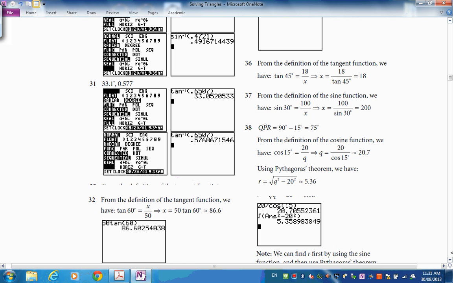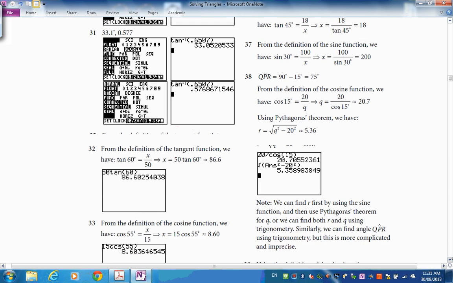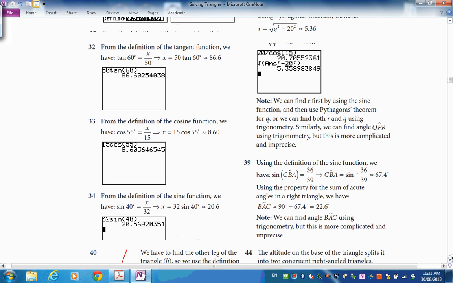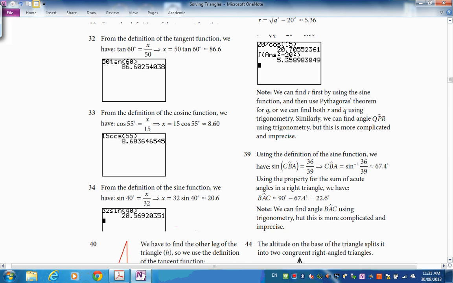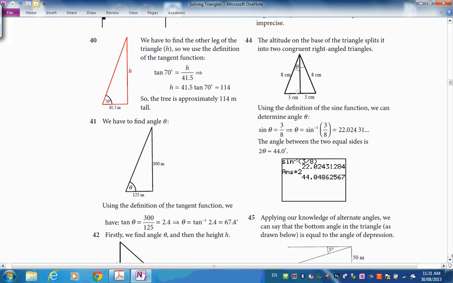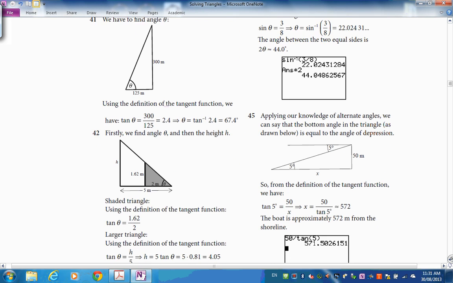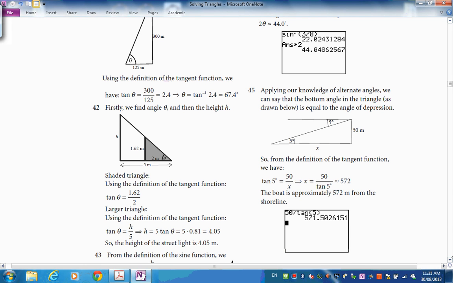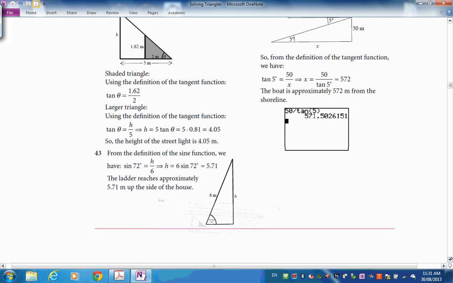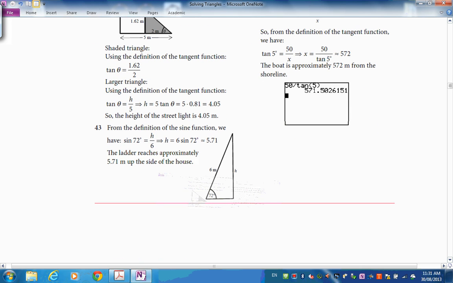Come up a bit. Alright, we'll go on. 39. Okay, and just the last little bit here now. 45, 42, 43 still coming up. Okay, 43. So they're fully worked solutions from Pearson's. How'd you go? Go back and check your work and make sure. And we can go on now.